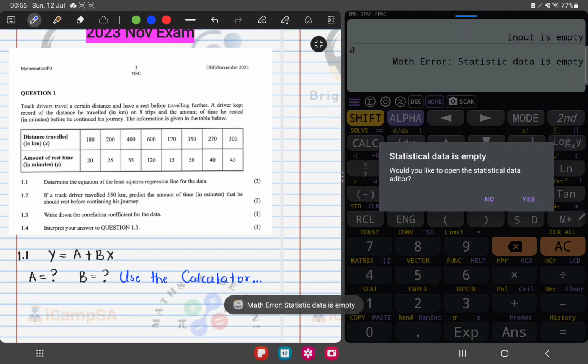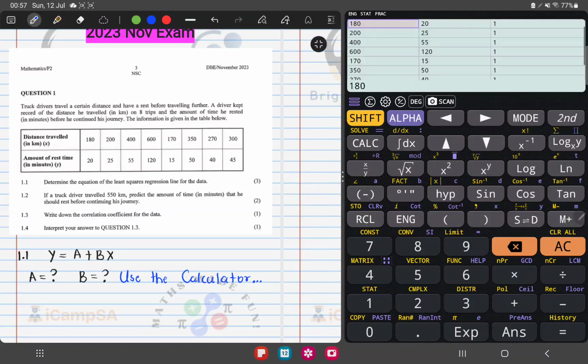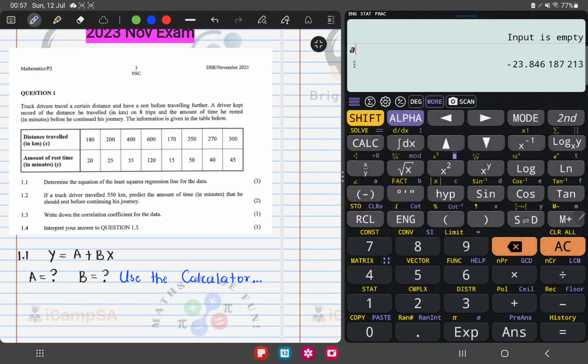So equal to, so it didn't pick up my data. So this calculator has issues. Let me retype again. Okay, so I'm done putting in my data. So we can go and read off our values. So for A, this is what we end up getting.